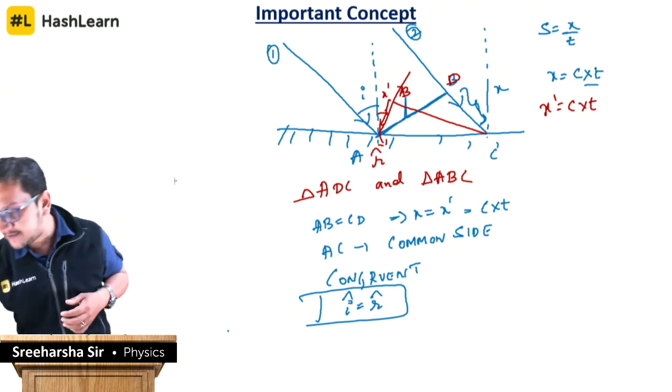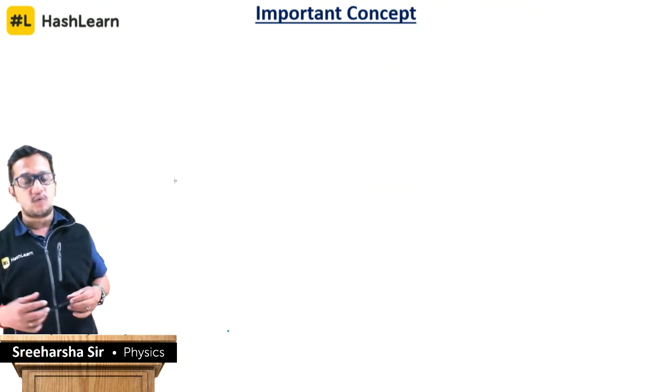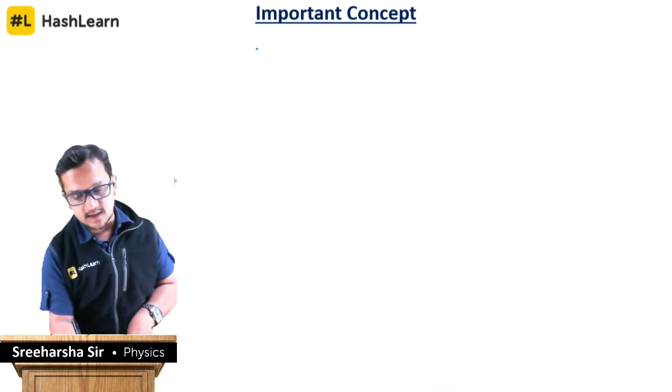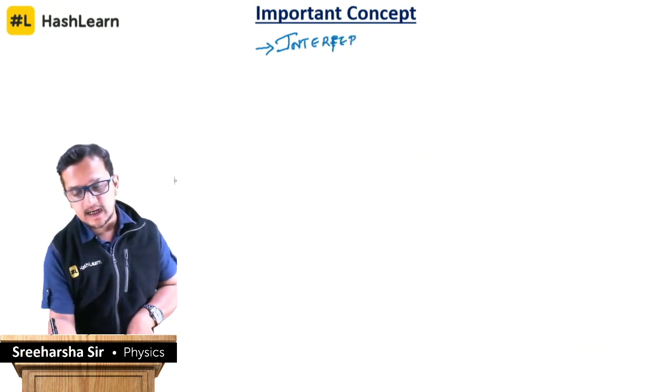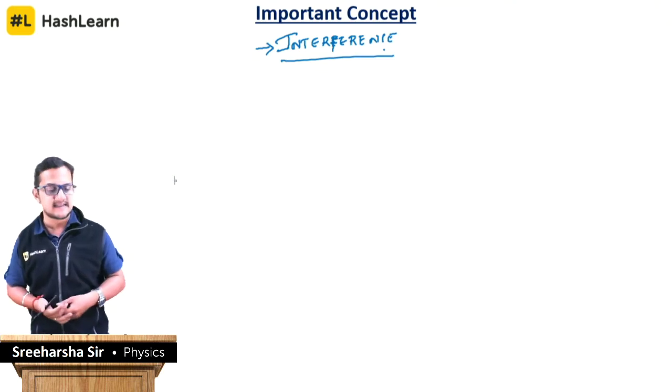Now we are going into the main concept, which is called the interference of light. So what is actually the interference of light? To understand this, we will start with a beautiful example. Let us assume, just for fun, I'm taking this as an example.